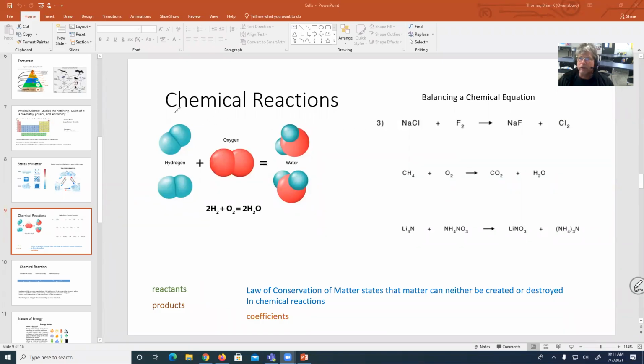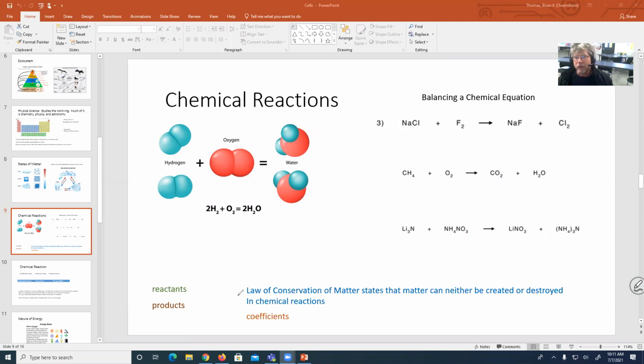Today I want to talk about chemical reactions. Again, this is a chemistry concept. A lot of us probably have not had much chemistry when we take this GED test, so we're going to try to keep this as simple as possible.